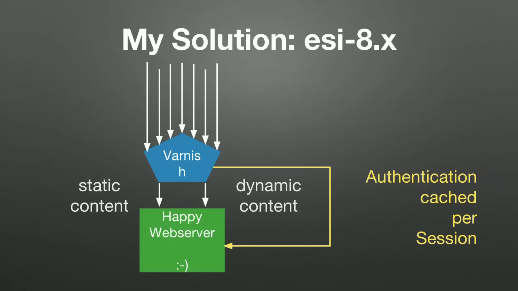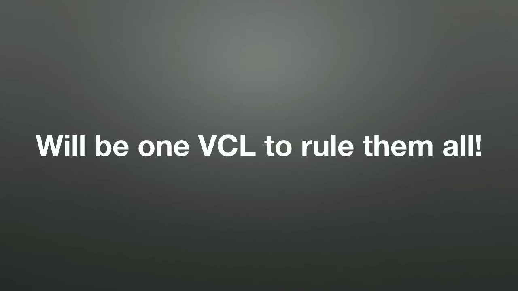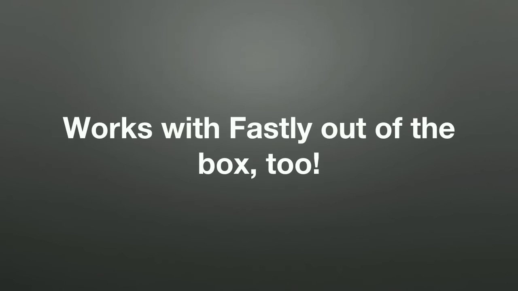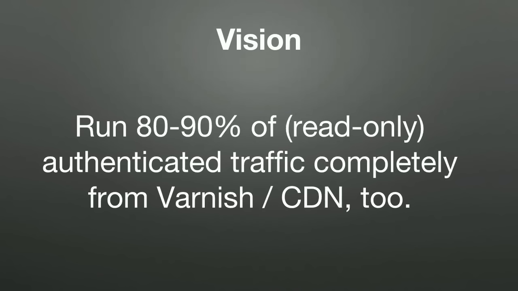The idea is we can authenticate the user within Varnish. We can store a mapping of their session ID in the cache context because we have a cache hierarchy. And then we are going to have a happy web server, obviously. That sounds pretty complicated, but overall it's not too much. Because Drupal 8 was designed in a special way, there will be just one VCL file to rule them all for all authenticated user caching. No configuration needed, plug in, be happy. It's out of the box in Drupal 8, and obviously will work with Fastly too. The vision is to run 80 to 90% of the read-only authenticated traffic completely from Varnish and the CDN.